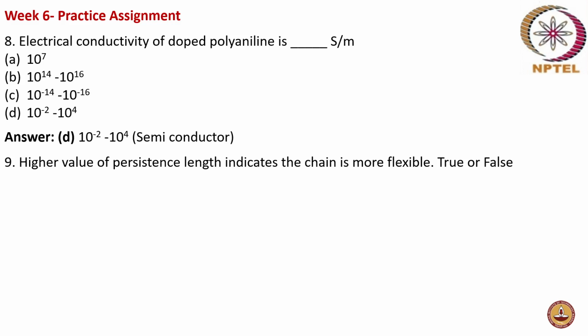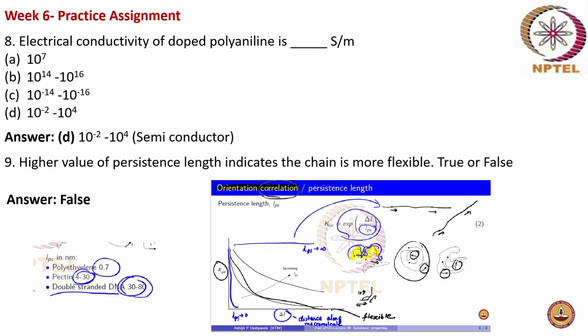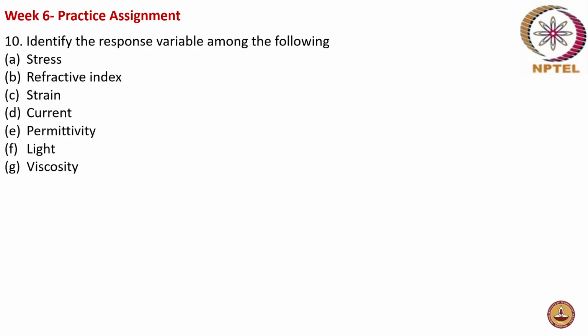Yes, ma'am. It's false. Yes, you are right. So as you said, a higher value of persistence indicates the chain is more rod-like or rigid. You can also see with the values as well. Polyethylene has a lower persistence length. That means it's more flexible. Right? Let's go to question number 10.